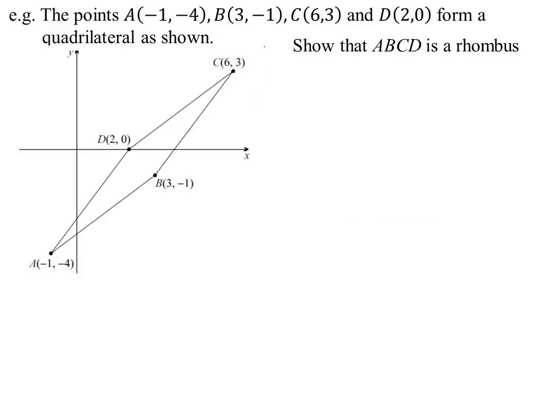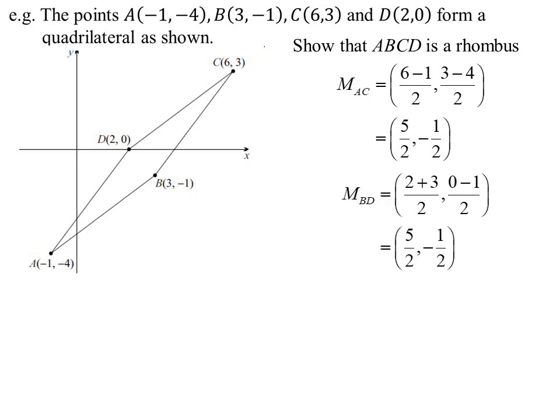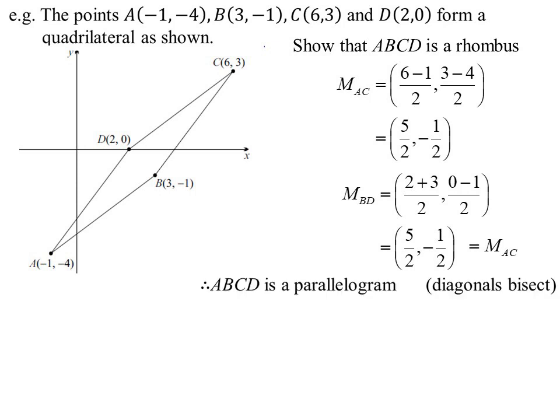Something like this. Here we go. We've got 4 points there. It creates a quadrilateral. We want to show that actually this is a rhombus. Different ways I could do it. I decided to play with the midpoints. So I found the midpoint of AC, turned out to be (5/2, -1/2). I found the midpoint of BD. Oh look, they're the same thing. Well, if their midpoints are the same, then I know it's a parallelogram because the diagonals are bisecting each other. So at this stage I can't call it a rhombus, but I can call it a parallelogram.